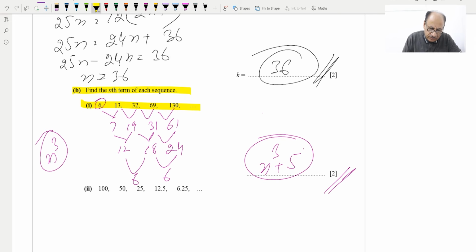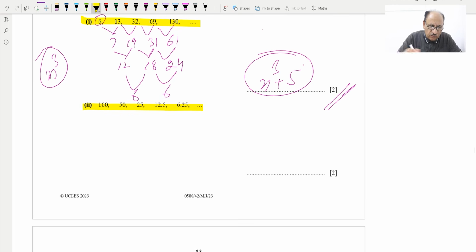Hopefully you understand this. Now the second sequence is this much, and this one we'll have to check. Our first term is reducing to half. This is reducing, divided by 2, so we can take first term 100 into 2 raised to the power, what will it be? 2 raised to the 1 minus n. So if n value is 1, 2 raised to 0 will give 100.